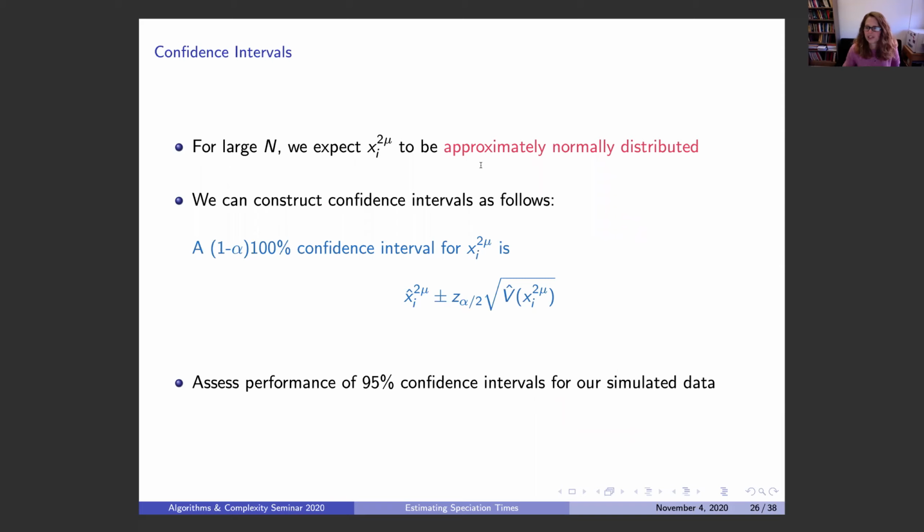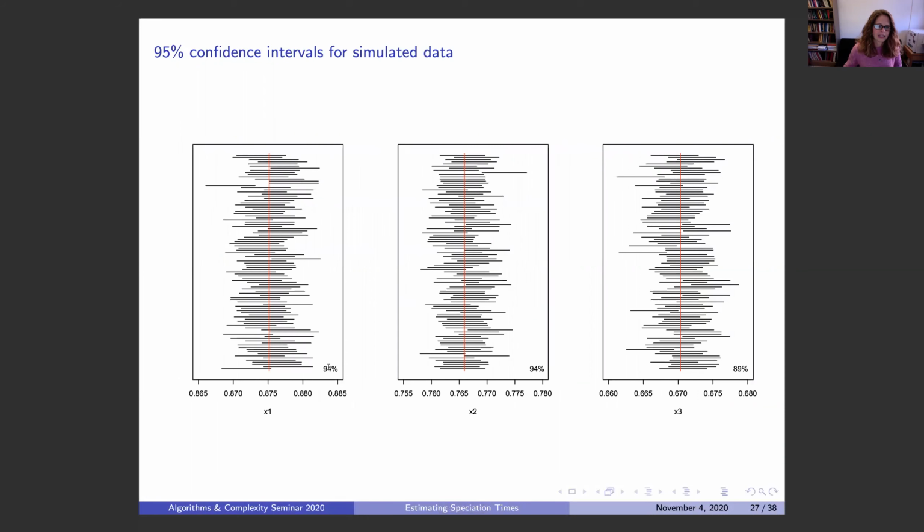Other fun statistical things you could think of doing: since these are expected to be asymptotically normal, we could think of making the standard confidence intervals that we would like to make. So we could take our estimate, add and subtract the right value from the normal distribution times the square root of the standard deviation, and that will give us the 95% confidence intervals. So we did that. We made 95% confidence intervals for the simulated data, and then looked at what proportion of them cover the true value.